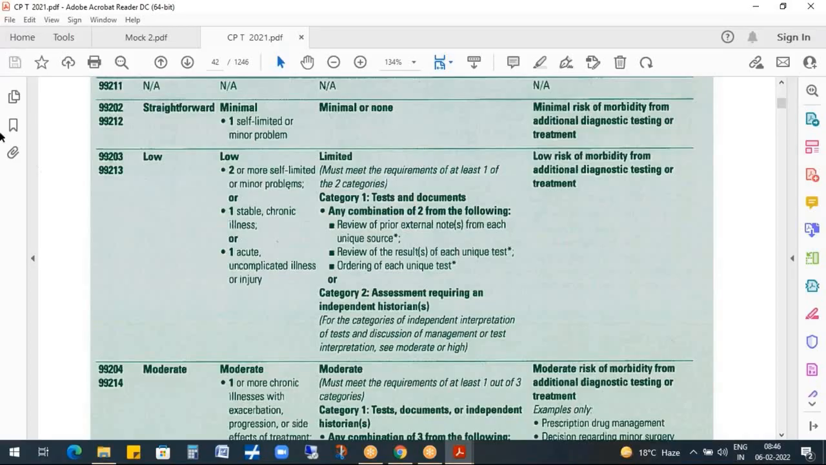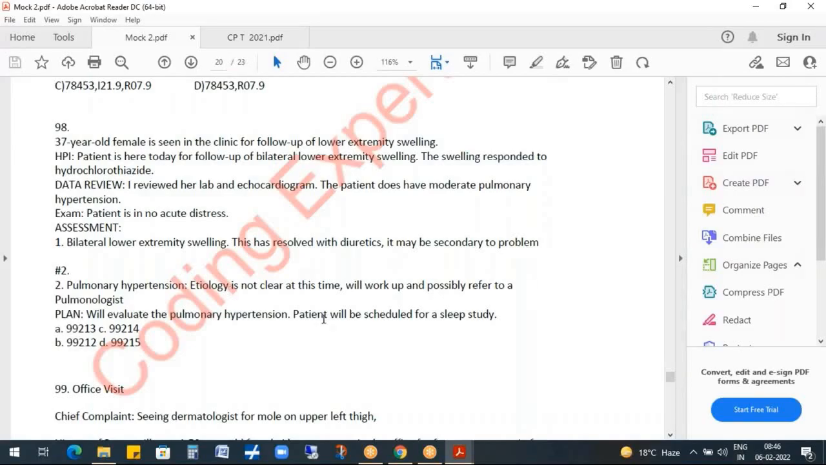Now if you see the scenario here, question 98, clearly they said will evaluate the patient, sleep study, etiology is not clear, will work up. This does not come under low level, this comes under moderate level. This condition is mapping to moderate level because the etiology is not clear.